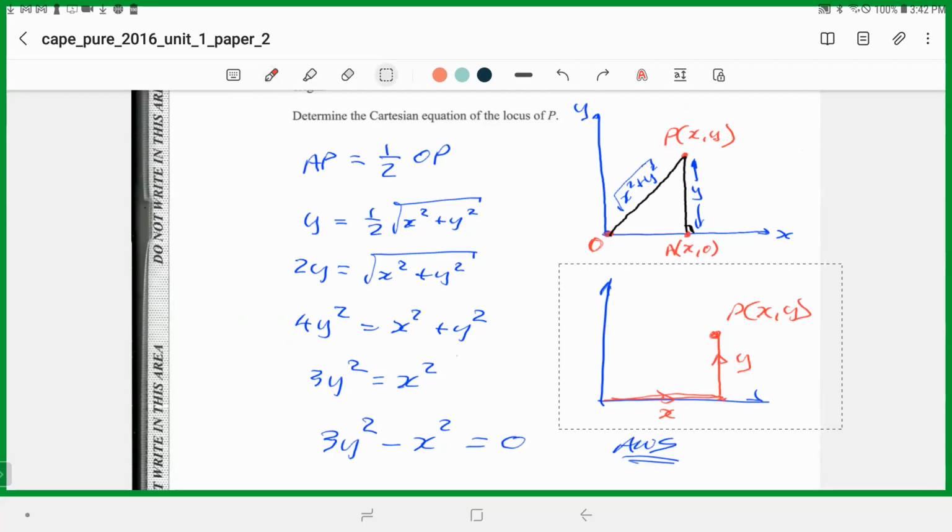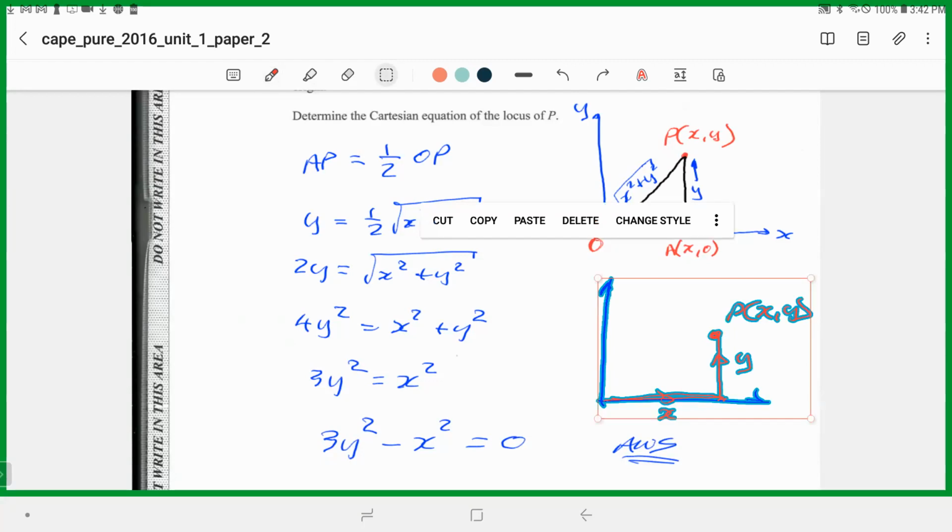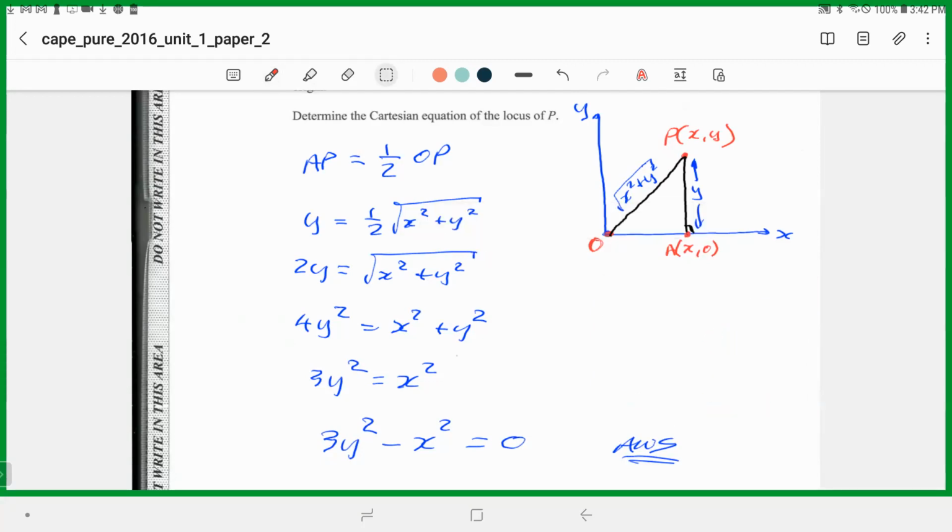Sir, how did you get the length of the hypotenuse? This length here, sir? Yes, sir. You can do it by using these 2 points, like you're doing the distance between the point 0, 0 and the point xy. So it becomes the square root of x minus 0 squared plus y minus 0 squared. But generally speaking, you want the distance from origin to a point.